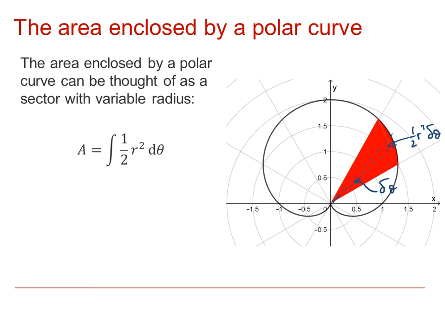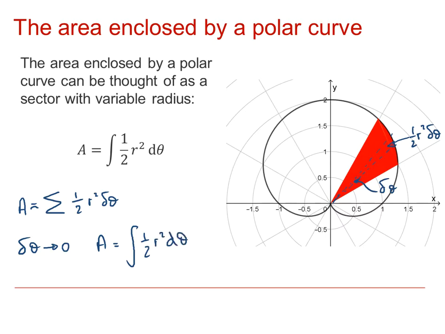So we can say that the area is going to be approximately equal to the sum of all such elements, which is 1/2 r squared delta theta. But in the limit, as delta theta approaches 0, we can say that the area then will be equal to an integral, which is 1/2 r squared d theta. Now if you want a more formal proof of that, then you should be able to find one in your textbooks or online.